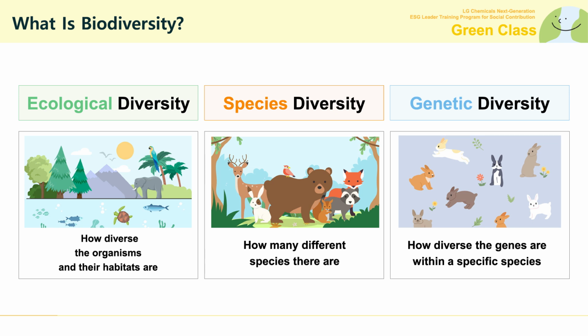Lastly, we have genetic diversity. Let me use rabbits as an example. Do all rabbits look the same? No. Some have brown hair, some have white hair, and some are spotted. They are all diverse. That's because each type of rabbit has different genes. The degree of genetic variety is referred to as genetic diversity. Biodiversity covers a wide range of fields, doesn't it?